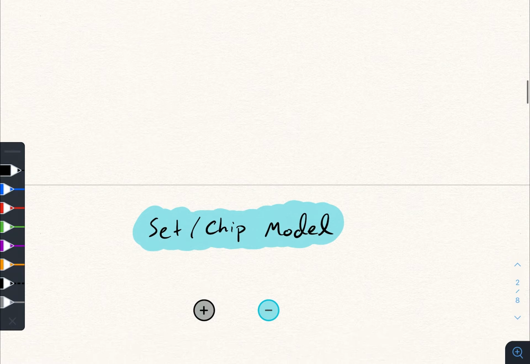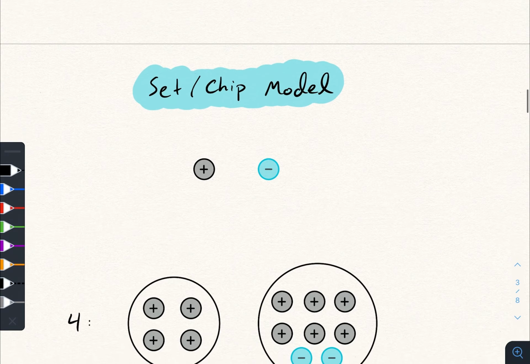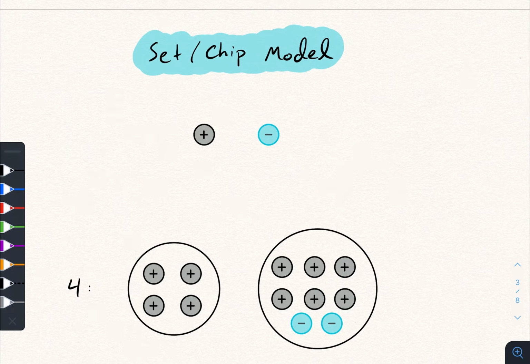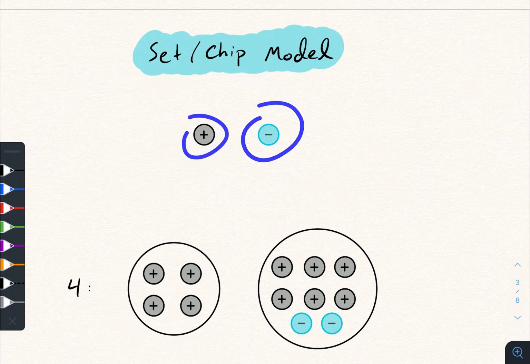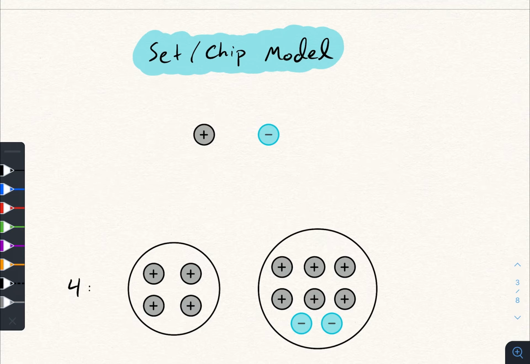The next model I want to talk about is the set chip model. So with the set chip model, you use a combination of chips. So here I have black colored plus chips and some blue colored minus chips. You could use red and black chips. I think the book uses red and black chips a lot. And so one of the chips is going to represent positive numbers and the other one represents negative numbers. So here the number +4 can be modeled with a set containing 4 of these positive chips.